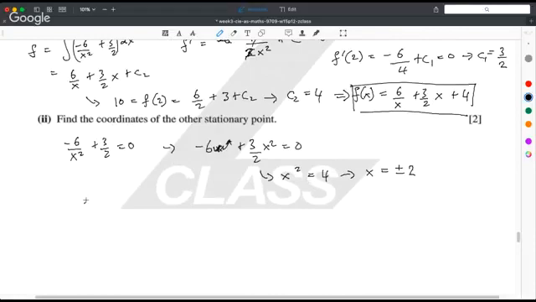So we're going to look at just what the y coordinate is there. And so that's f of minus 2 is equal to minus 6 on 2 minus 3 plus 4, which is equal to, should be minus 2. So that means that the other stationary point is the point minus 2, minus 2.